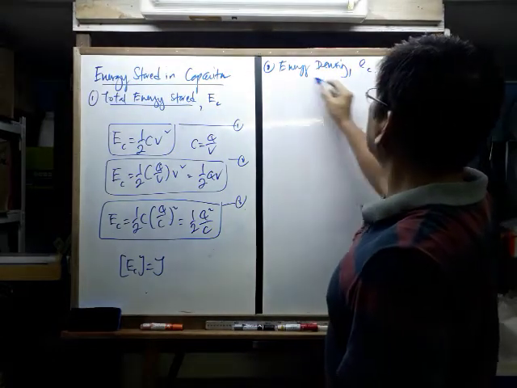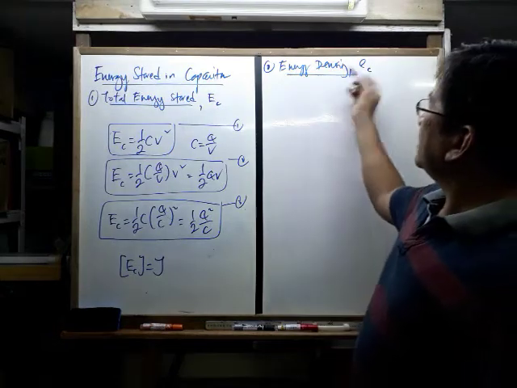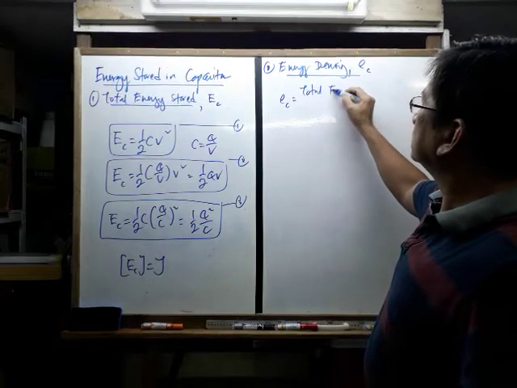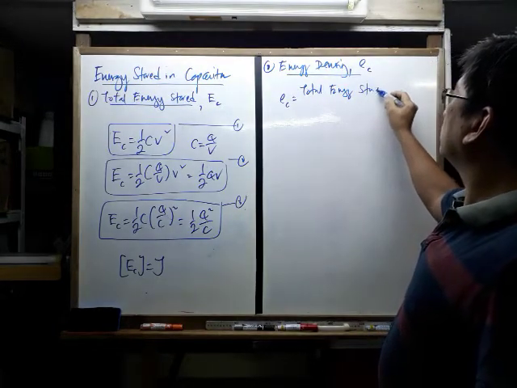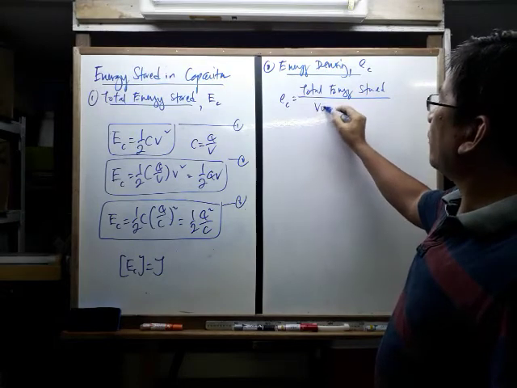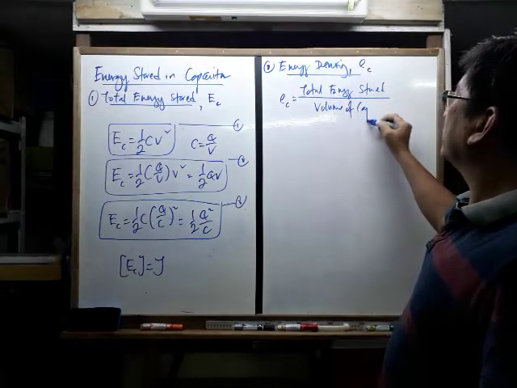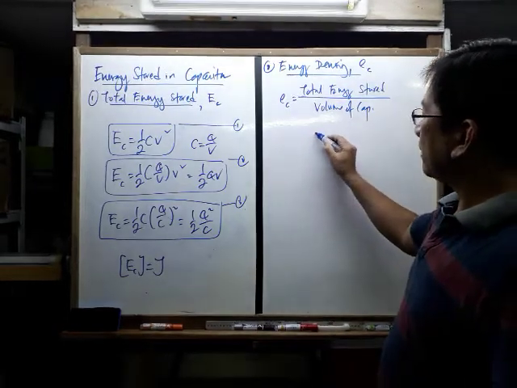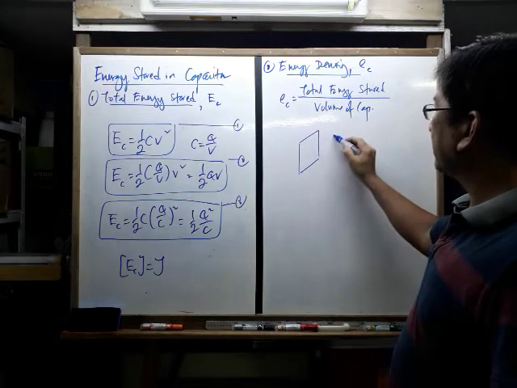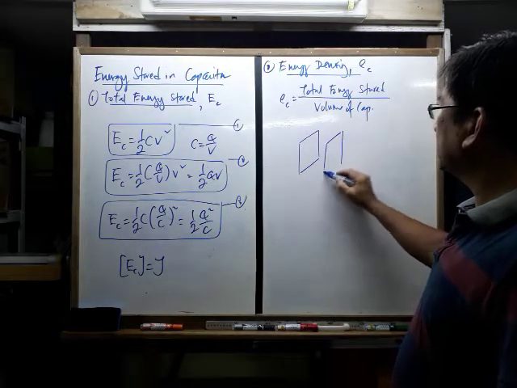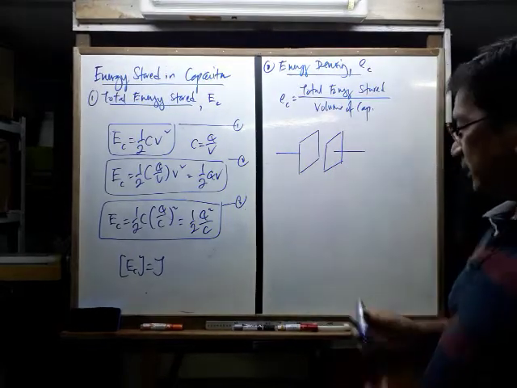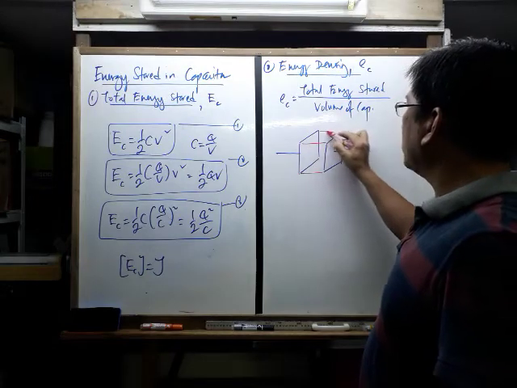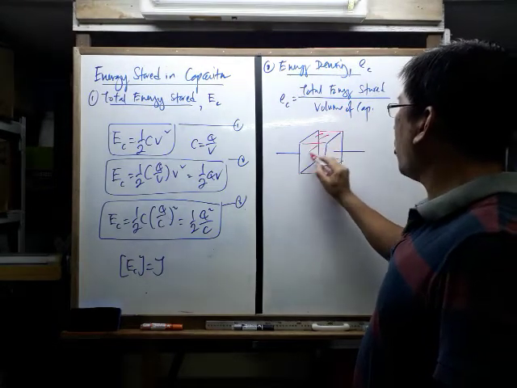So here I will use small e, c. Our energy density is actually the total energy stored divided by the volume of the capacitor. What is the meaning of volume of capacitor? Now, you remember our parallel plate capacitor, which is connected to positive and negative. In between, we have volume. How much space in between them is what we call volume.